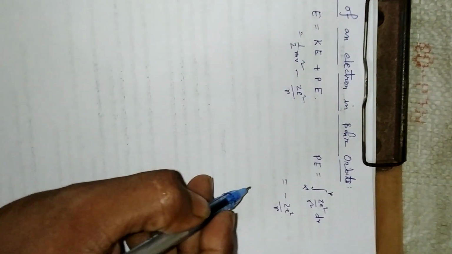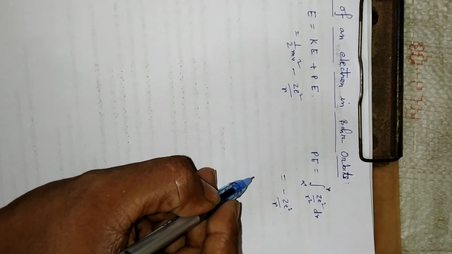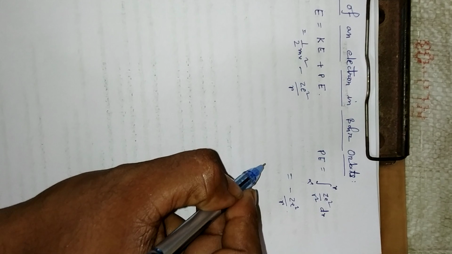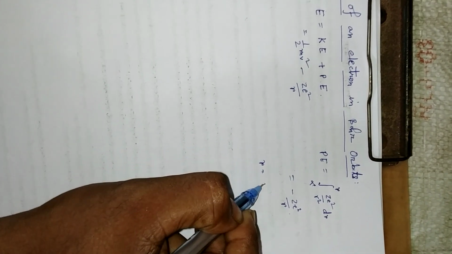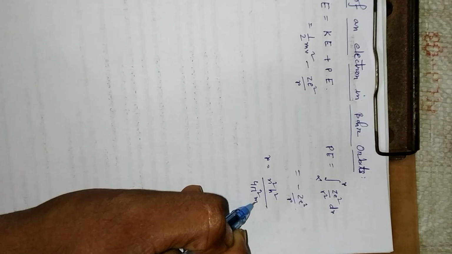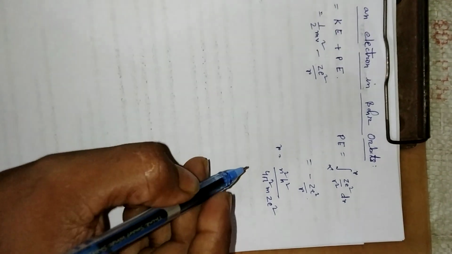Another, from the calculation of the radius of Bohr orbit, we know the expression of r, that is n square h square by 4 pi square m z square.